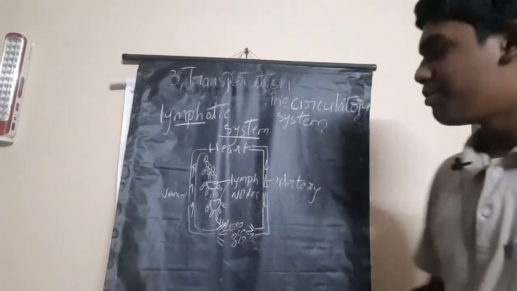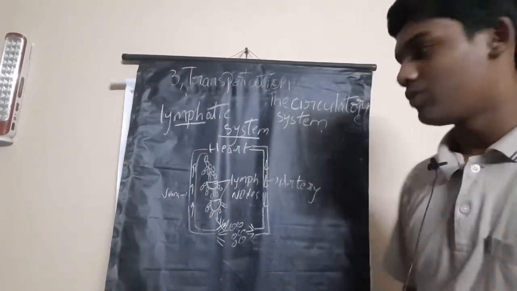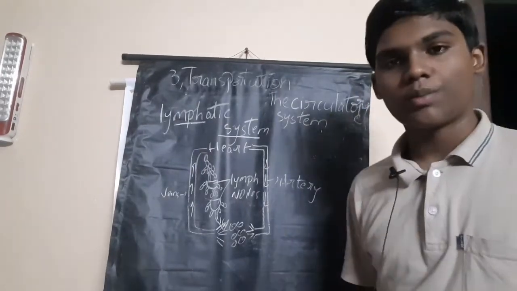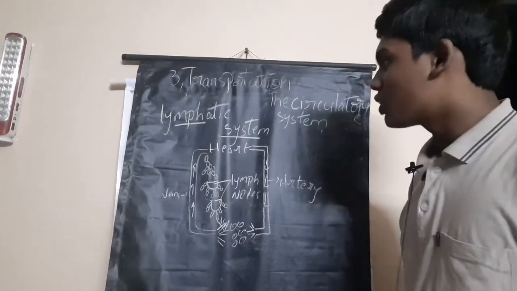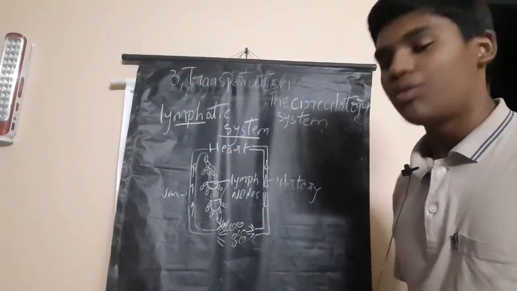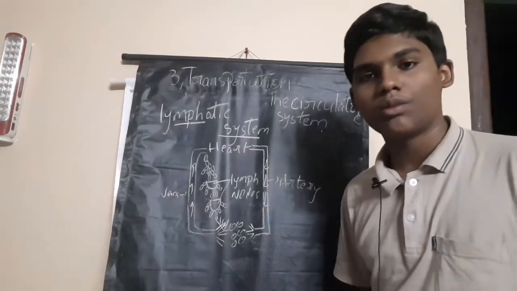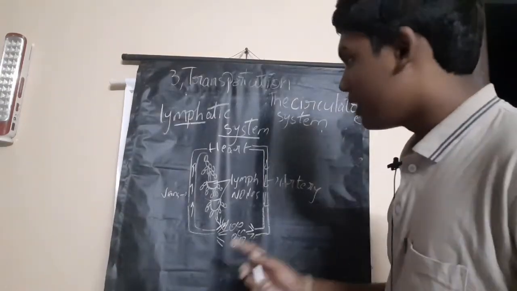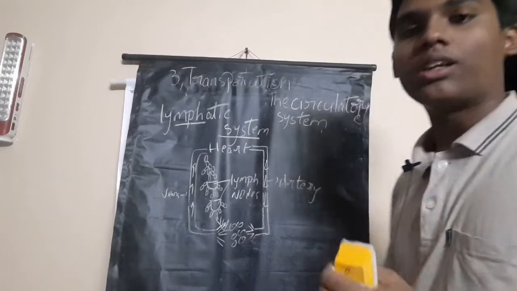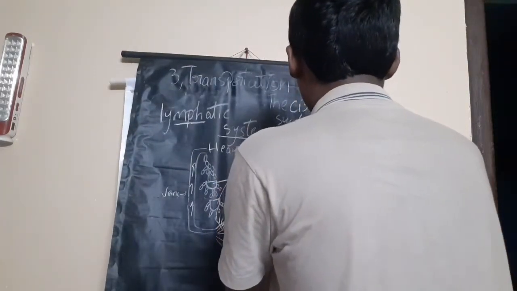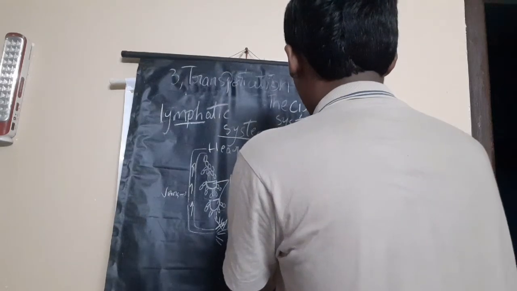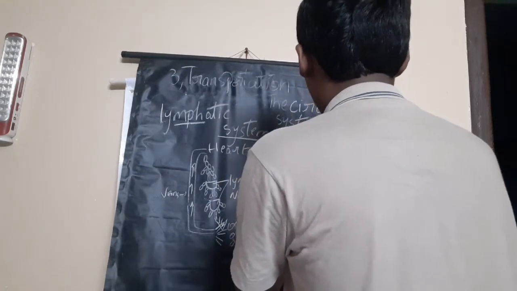Okay friends, this is the lymphatic system basic diagram. With this diagram we can explain the lymphatic system. So first of all, what is meant by lymph? In Latin, lymph means water-like fluid, just water we say.